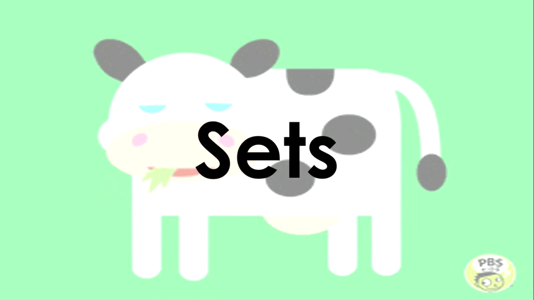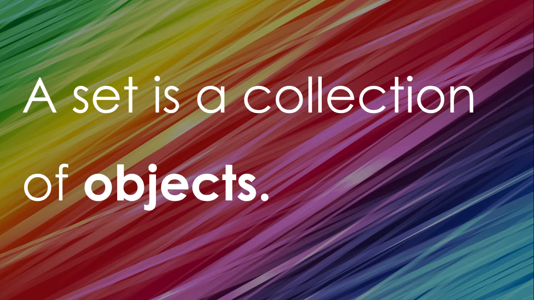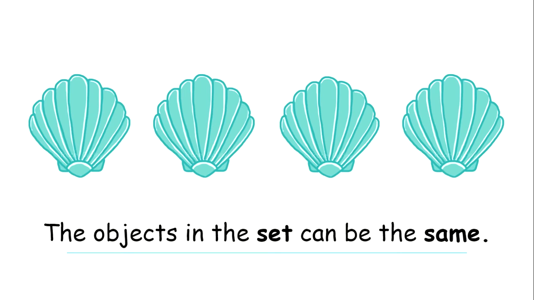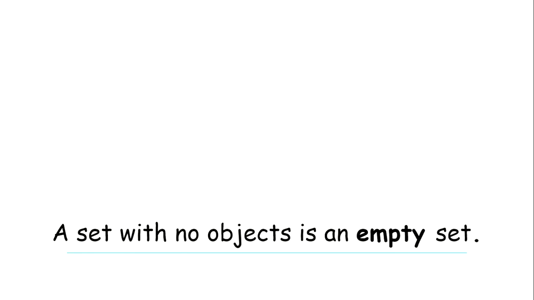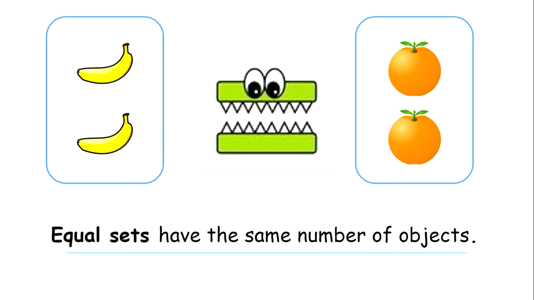So far we've been looking at sets. By now you should know what a set is. I wouldn't even have to do this, but I'm going to review it nevertheless. A set is a collection of objects. I know you're finishing my sentence for me. The objects in the set can be the same. Yes, they can be the same. The objects in the set can be different. Great job. A set with no objects is an empty set. Lovely. And equal sets have the same number of objects.